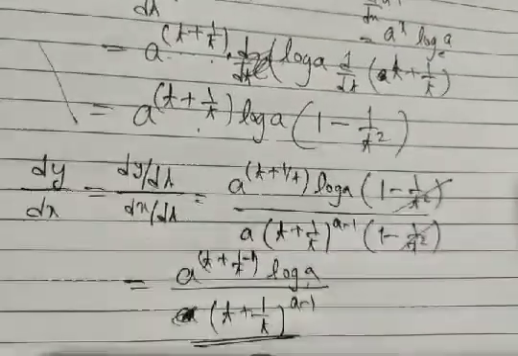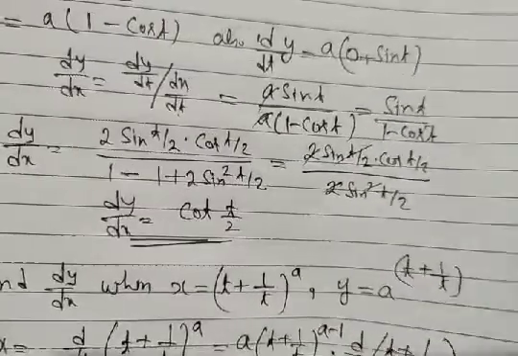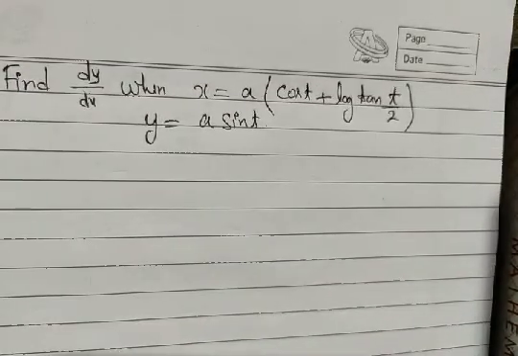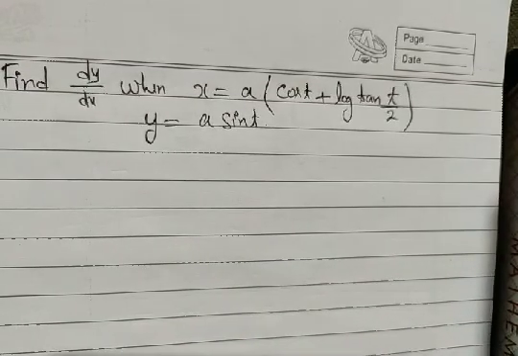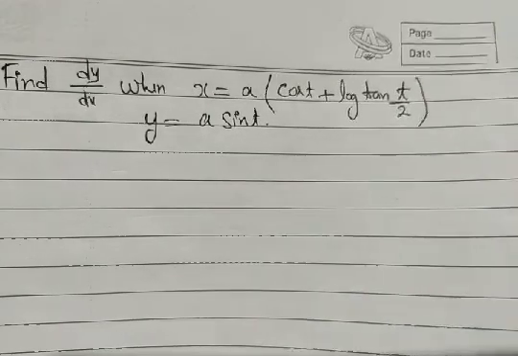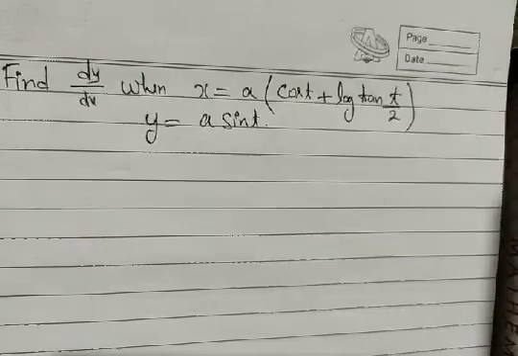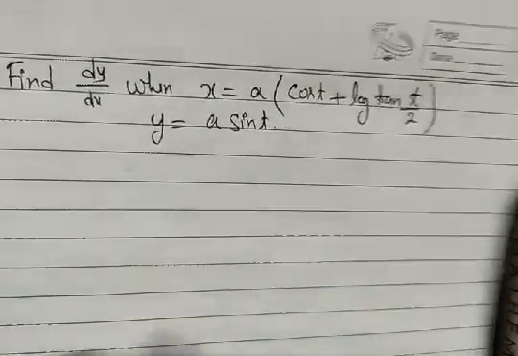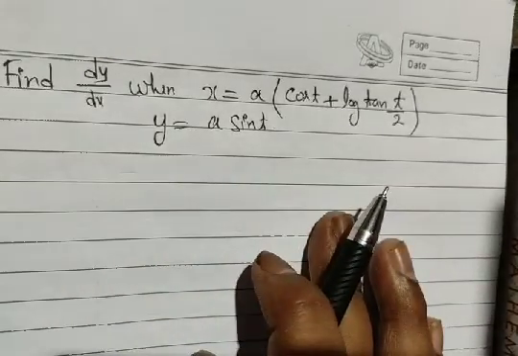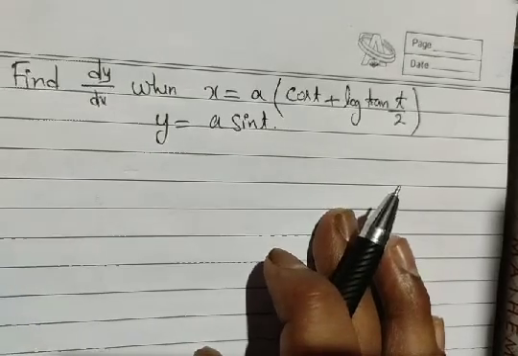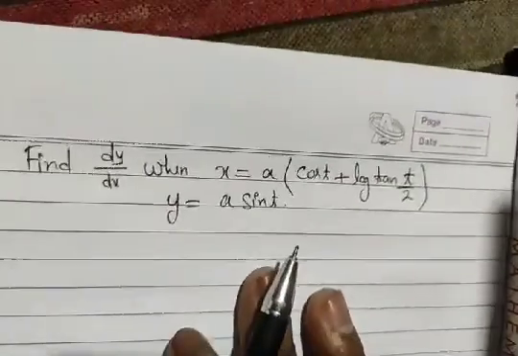Now we move to our next problem. What is our problem? We have given, find dy/dx when our x is a(cos t + log tan(t/2)), and our y is a sin t. We have to find out its dy/dx.